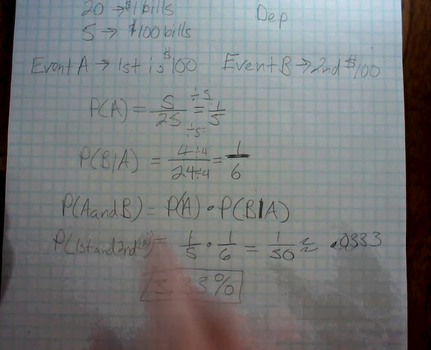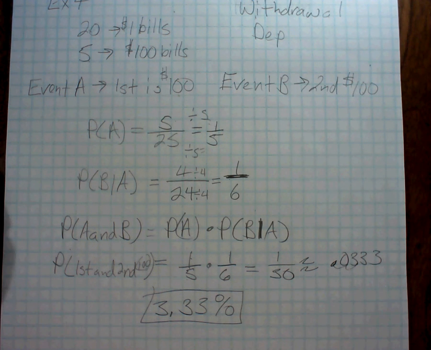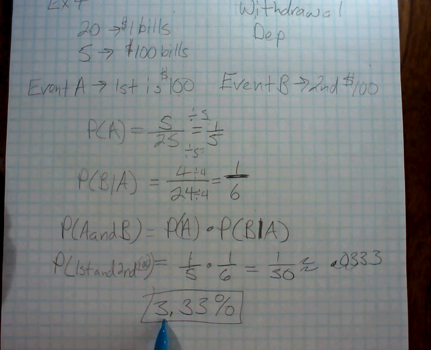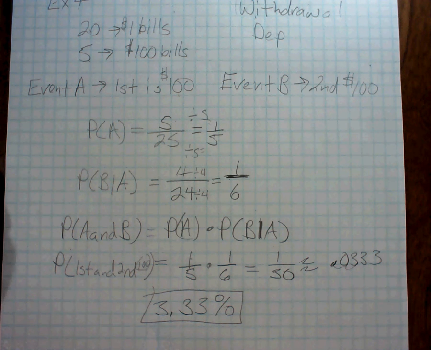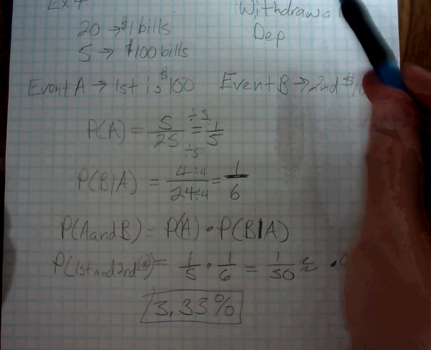In other words, if I take this bag and I reach in there twice, and I do it 100 times, of that 100 times, about 3 times I'm going to get 2 $100 bills. All the other 97 times I'll get something other than 2 $100 bills when I pull them out. Okay? How did I know it was dependent? It's dependent because it's withdrawal. In other words, we're taking the money out without replacing it. Okay?